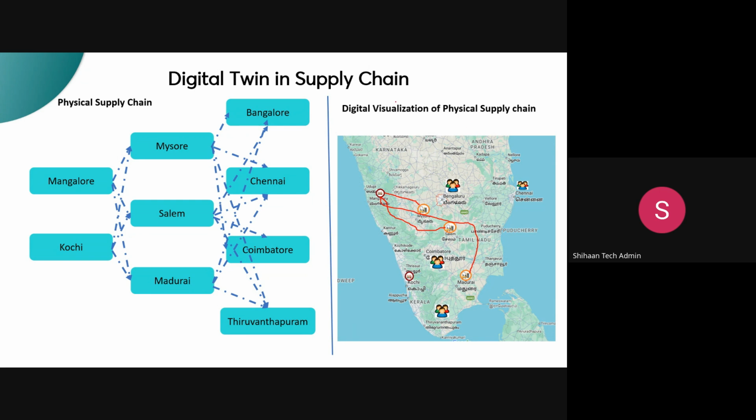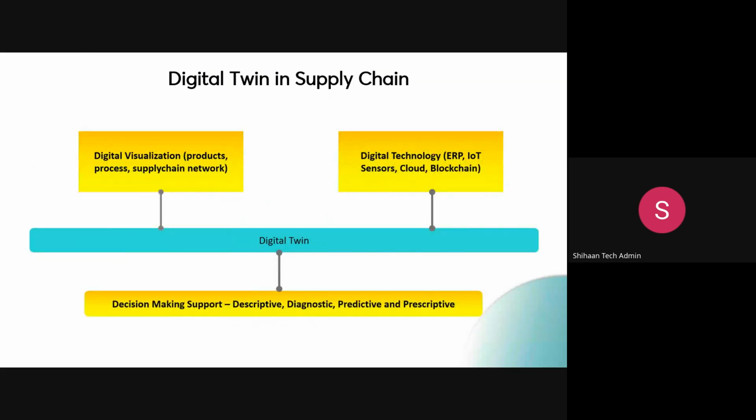Now, is digital twin just a visualization, a visual representation? It is not exactly so. Apart from the visual representation, what more we can have here is decision-making support. That is what I talked about in the last slide. So it is not only giving a visualization of the product, process, and supply chain network, but also integrating lots of other tools.